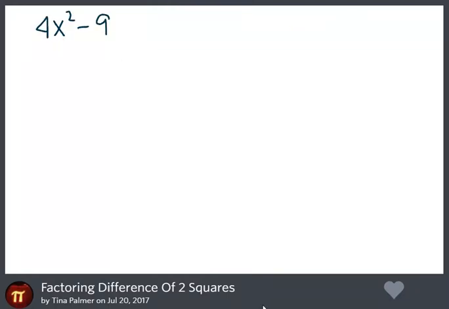Well, what about this one? How do we deal with this one? Well, again, I see that it's a difference. So I'm thinking that these two things add up to be no x's. So this really means 4x squared plus no x's minus 9. I look at this and I say, that's a perfect square, that's a perfect square, that's a difference. Difference of two perfect squares, yay.